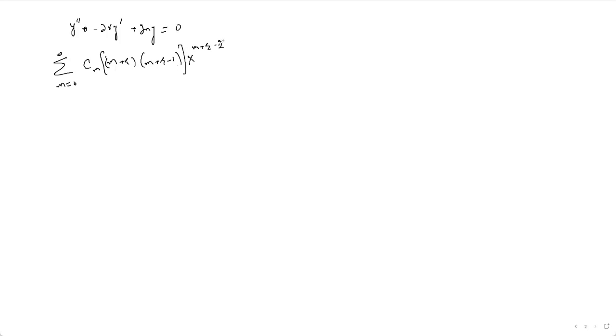Can write it like this. Minus twice again summation over m running from 0 to infinity c_m (m plus r) x raised to power m plus r minus 1, plus 2n summation over m c_m x raised to power m plus r is equal to 0. So this particular differential equation will become this.